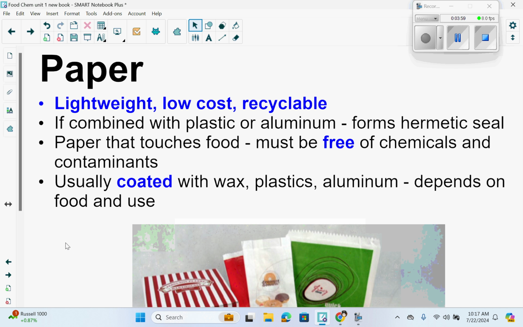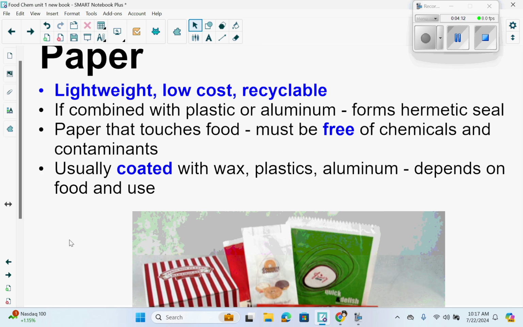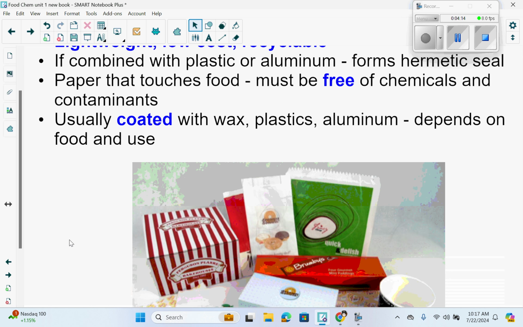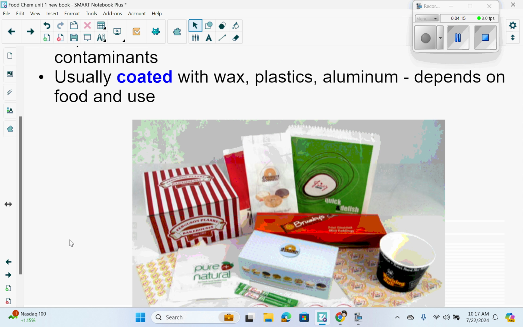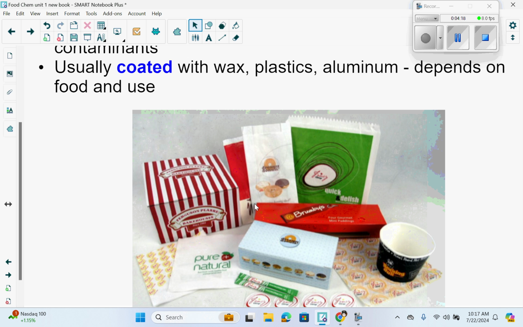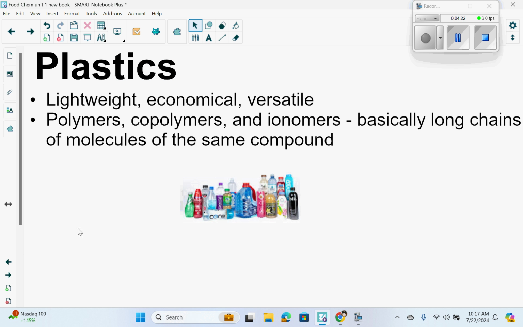Paper. It's lightweight, has a low cost, and is recyclable. If combined with plastic or aluminum, it can form that hermetic seal. Paper that touches food must be free of chemicals and contaminants. It's usually coated with wax, plastics, aluminum, depends on the food and the use. So you can see a couple of products here that are packaged with paper.